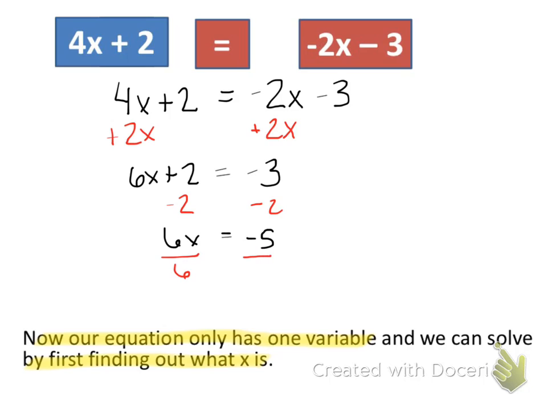Divide both sides by 6. x equals negative 5/6. 6 cannot be simplified. Let me go through and check my math because that's an ugly fraction. Did I do everything correctly? Looks like it. So yes, my x value is an ugly fraction.